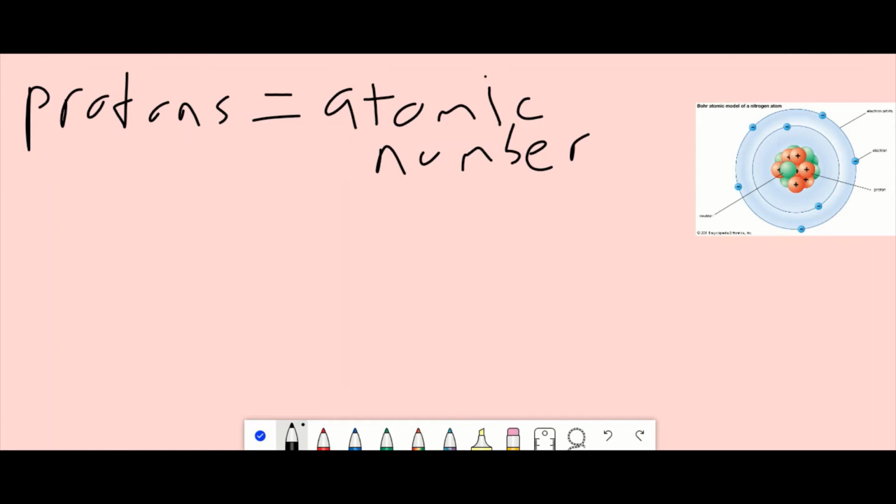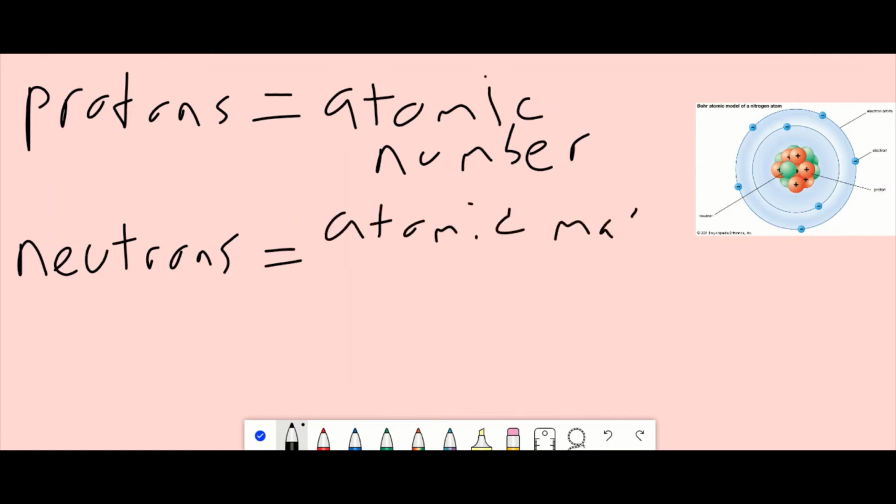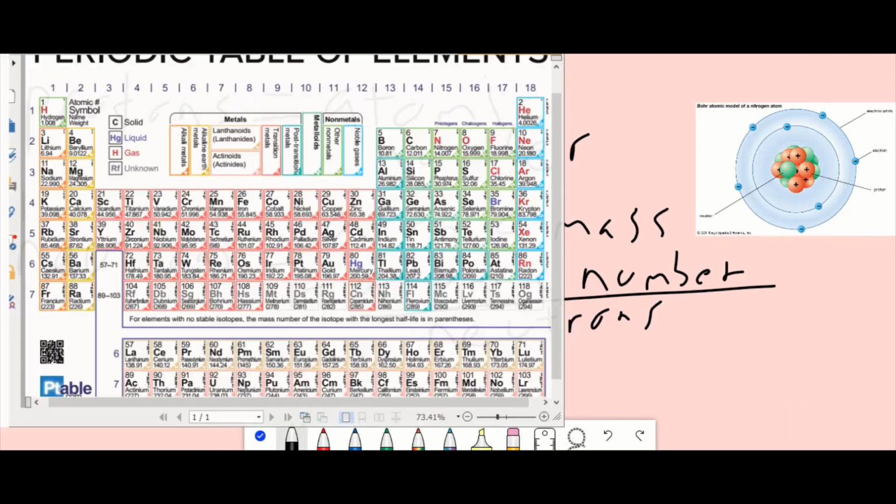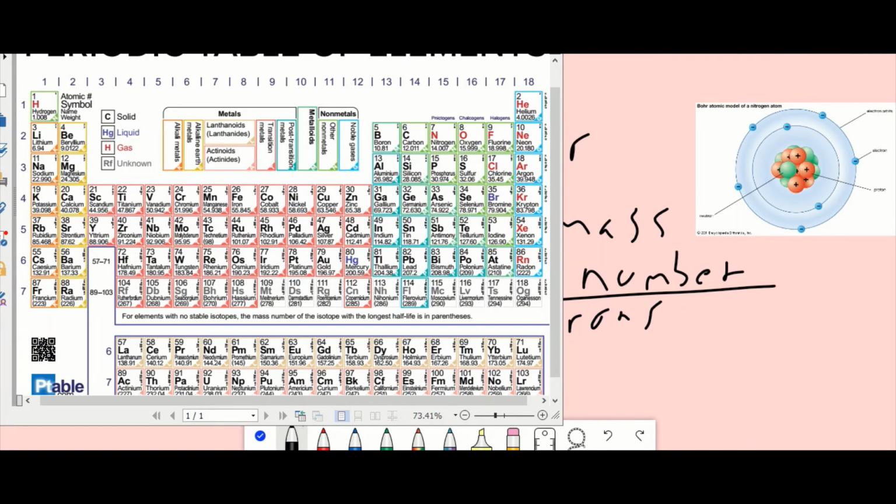So for neutrons, the way you can do it is using the atomic mass, which is the protons and neutrons. To get just the neutrons, it's going to be the atomic mass minus the atomic number. And that's going to give you the neutrons. So I'm going to put neutrons down here. Remember, that's a minus.